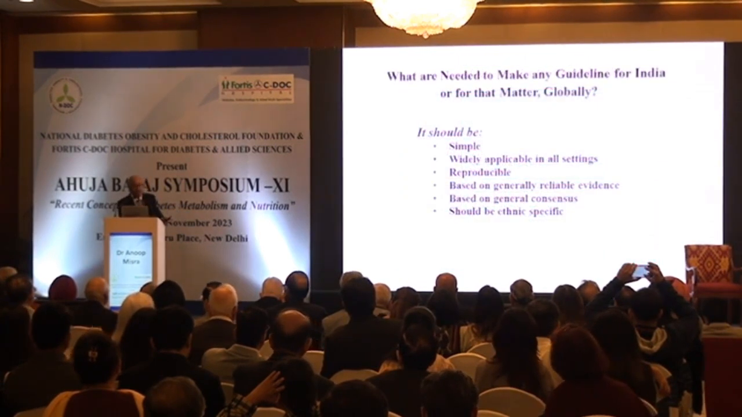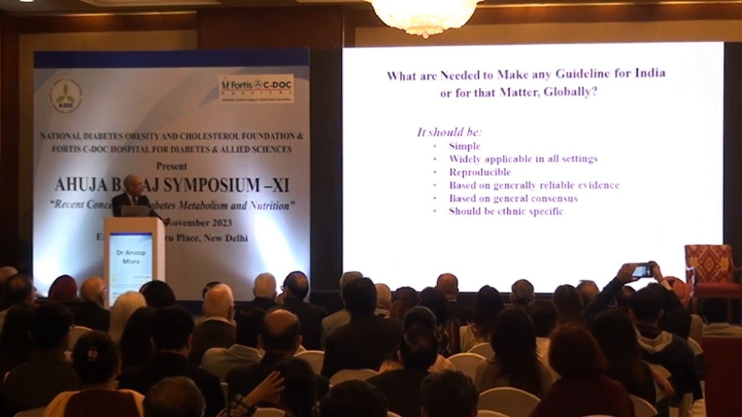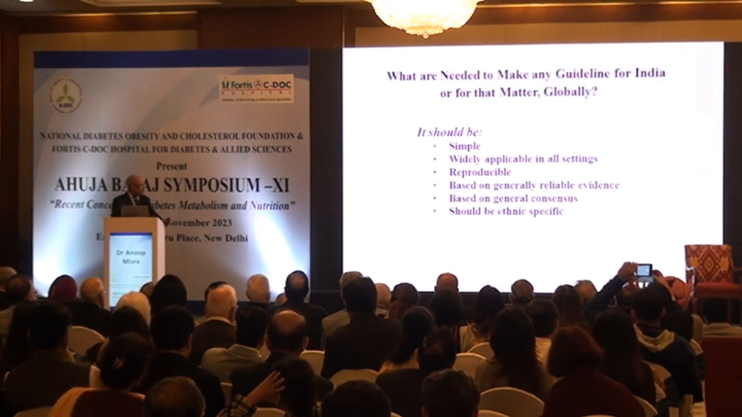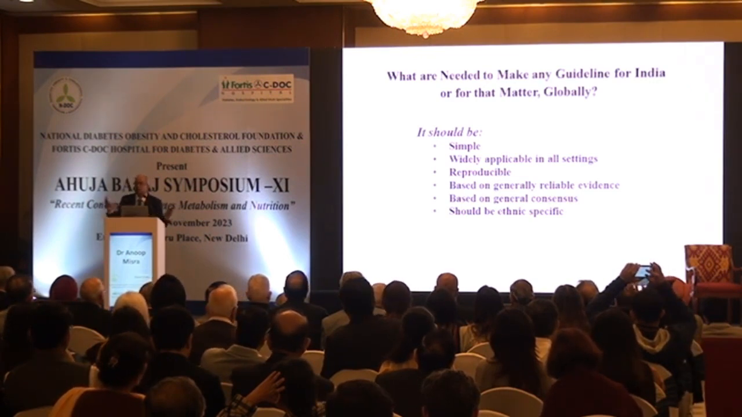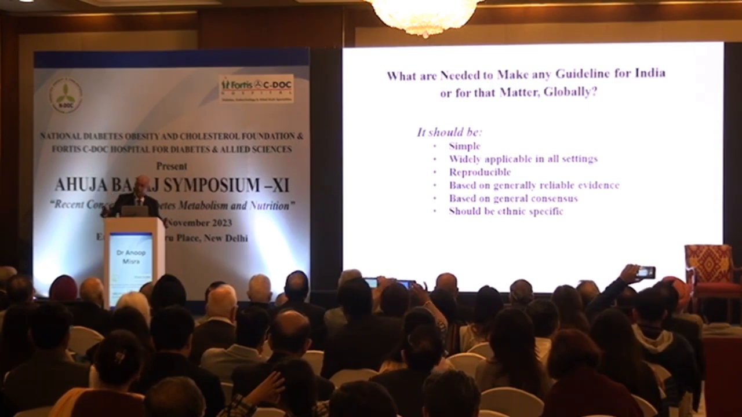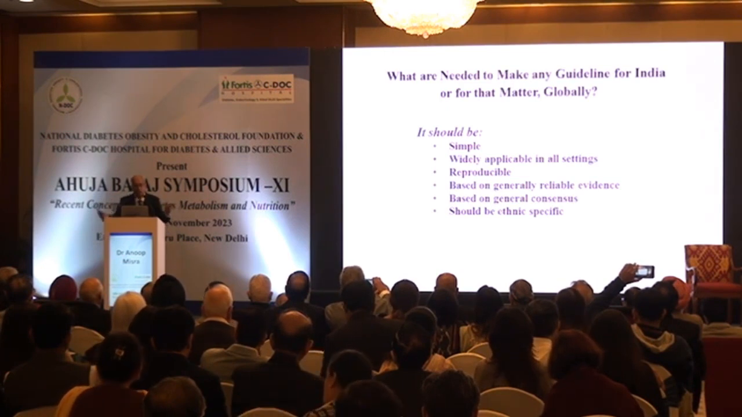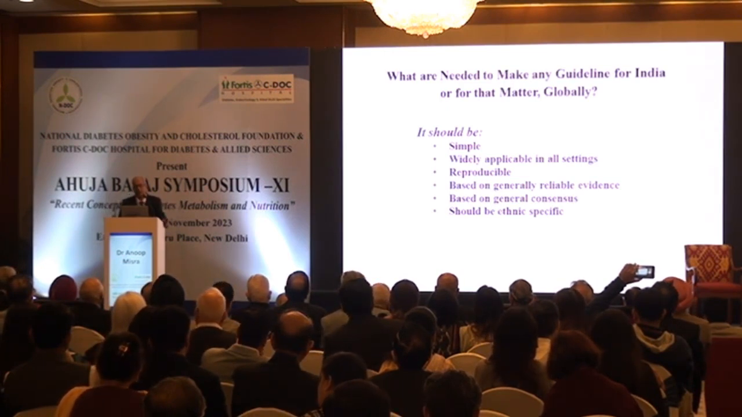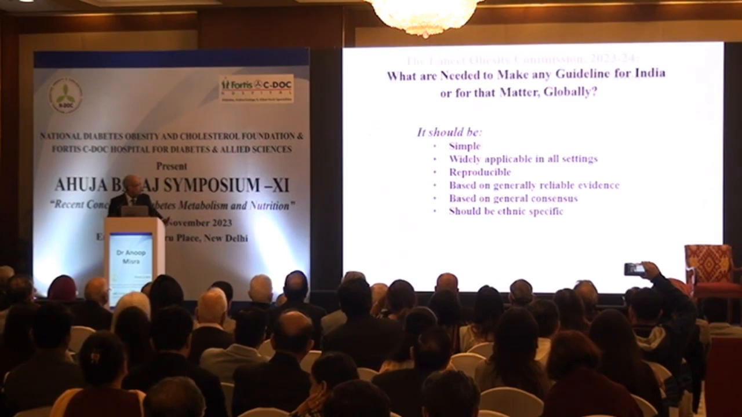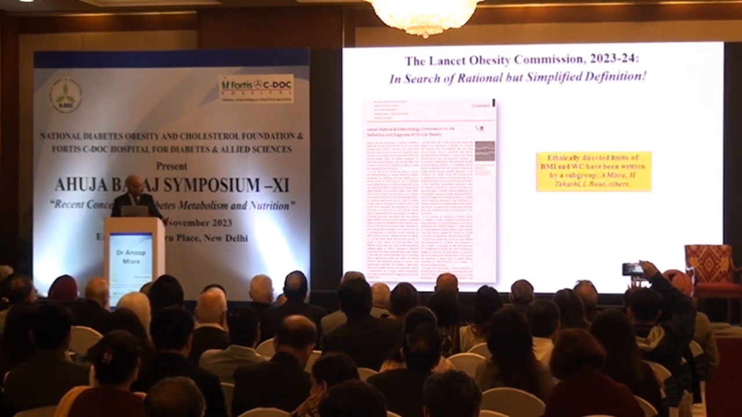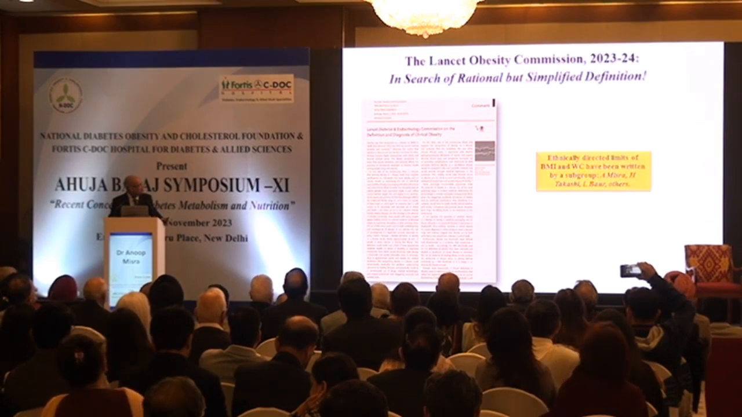It's not desirable. And so, whatever guidelines we make, they should be simple, widely applicable in all settings, reproducible, based on generally reliable evidence, based on general consensus, and should be ethnic specific. This is what it should be. I keep on telling them in the Lancet, and the white people sitting in Harvard, etc., they don't understand. They don't understand even their own rural population and rural physicians who are sitting there. They only think of big things. Very difficult to convince those people. So in the Lancet Obesity Commission, we wrote the ethnic specific BMI waist circumference chapter on this particular topic.